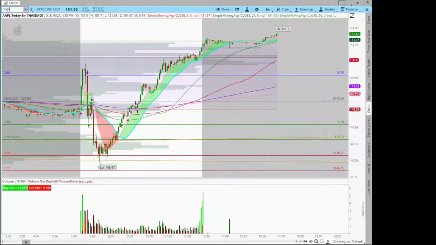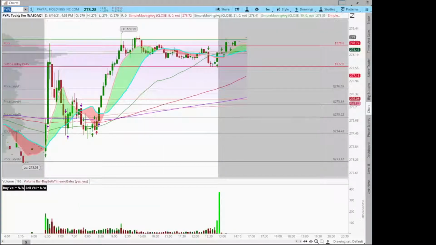So one of the other ones that was simple that somebody talked about was PayPal. Again, very simple, but the breakdown wasn't quite as successful if you were to have played puts as it was with Apple. You can see again, the moving averages are super tight on top of each other. It opened up way down here.